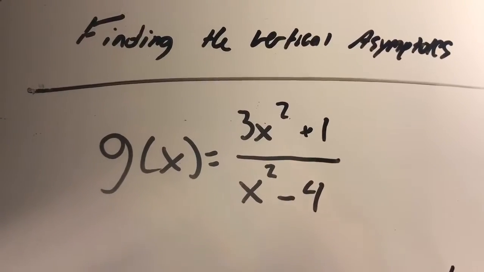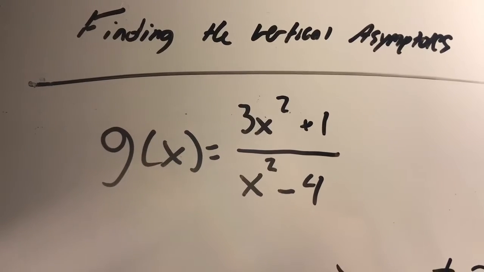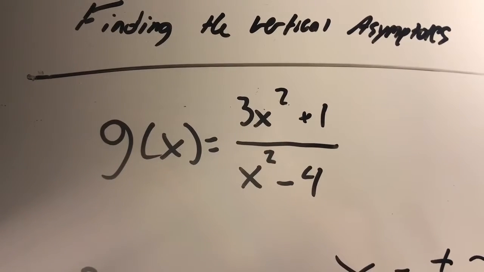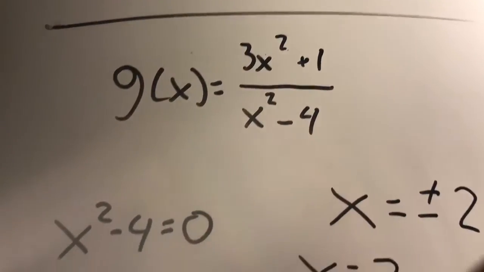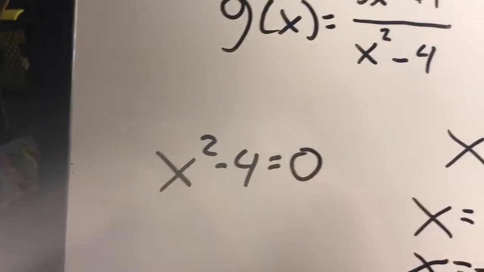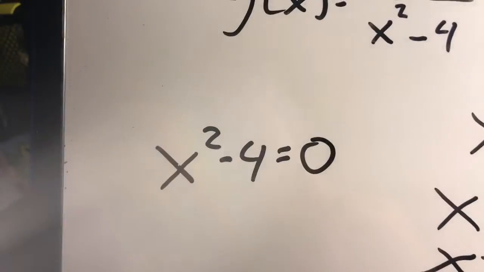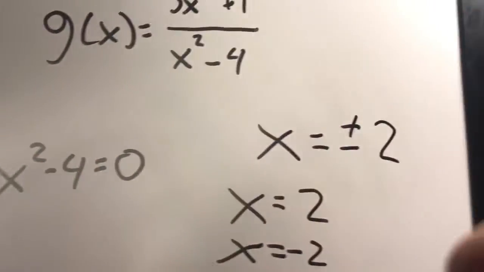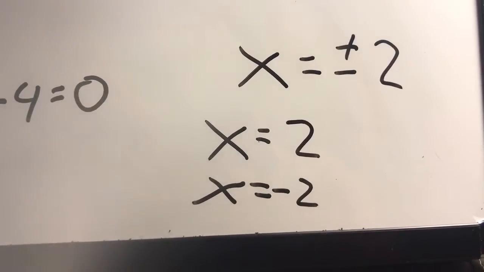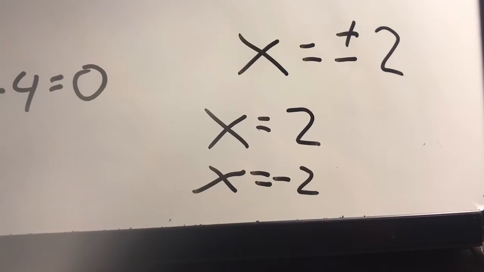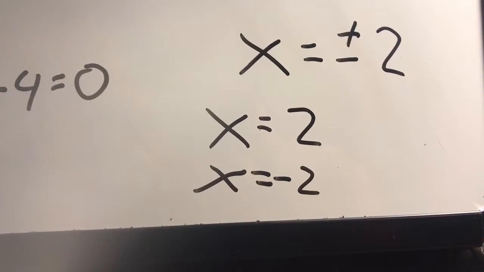Now let's try a second one. g of x equals 3x squared plus 1 over x squared minus 4. Set it equal to 0, get the x by itself, which you're going to have to square root, and you're going to have two vertical asymptotes. x equals 2 and x equals negative 2.